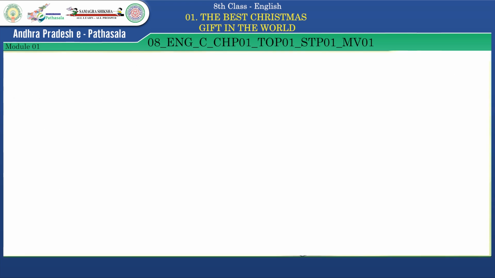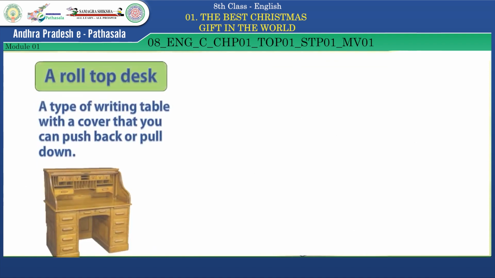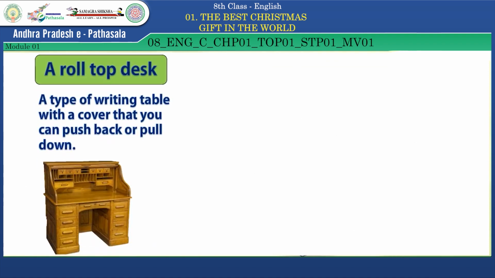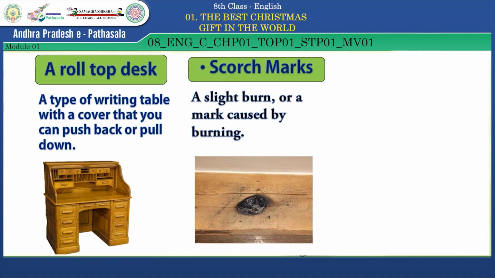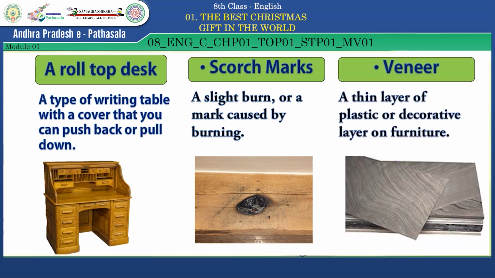Let us go through the meanings of some difficult words from this passage. A roll-top desk, a type of writing table with a cover that you can push back or pull down. Scotch marks, a slight burn or a mark caused by burning. Veneer, a thin layer of plastic or decorative layer on furniture.